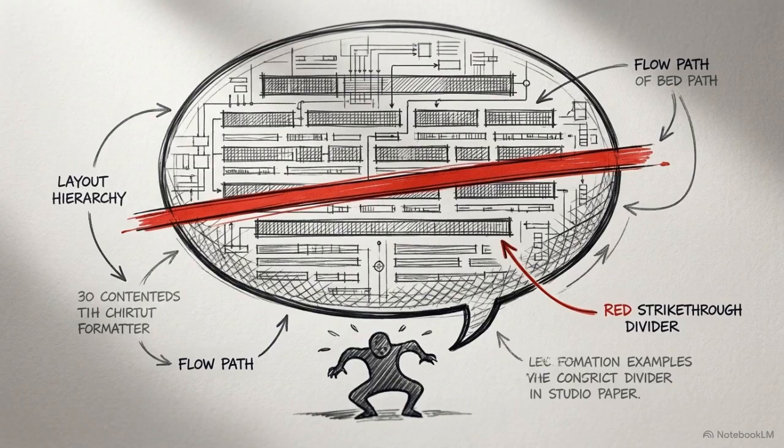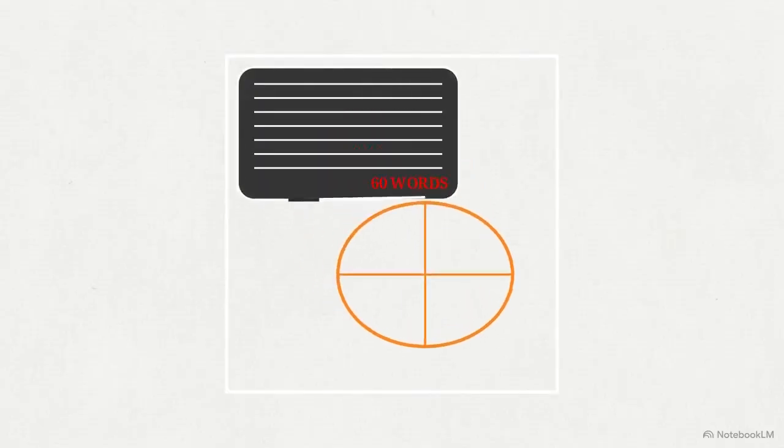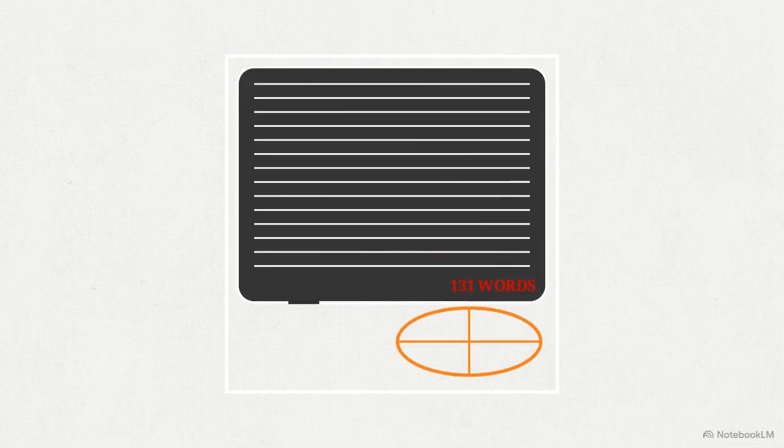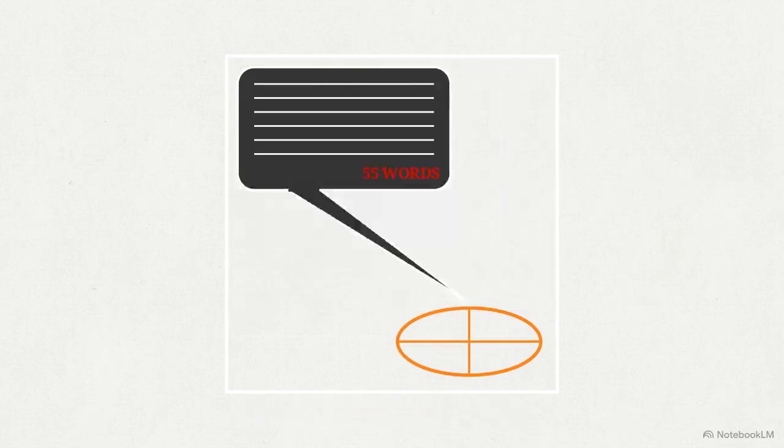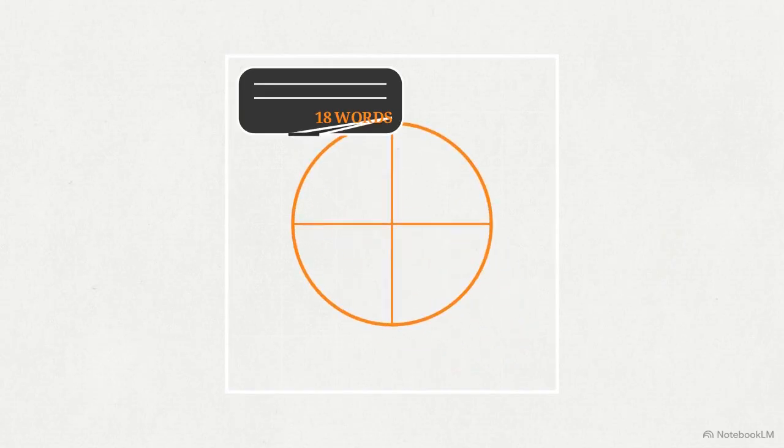You also have to cut down the dialogue. A standard comic panel holds a maximum of 25 words. If you exceed that limit, the speech balloon will squish the illustration. The artist will be forced to shrink the characters to fit your text, ruining the composition. Keep it under 25 words.